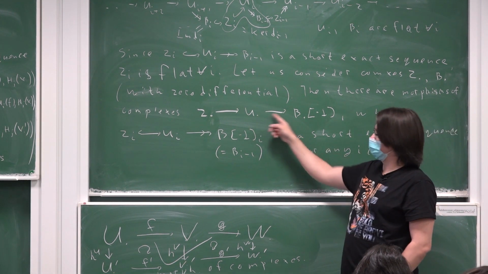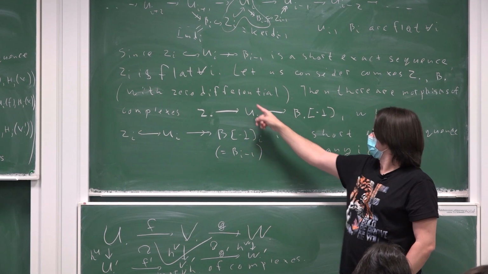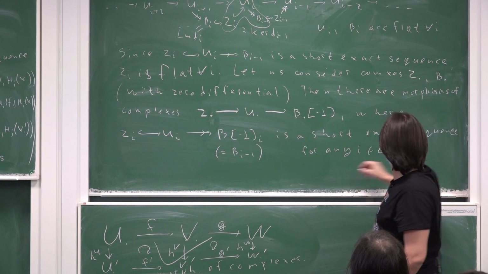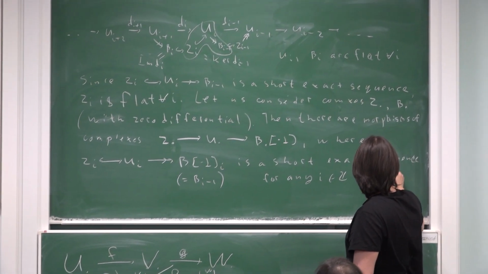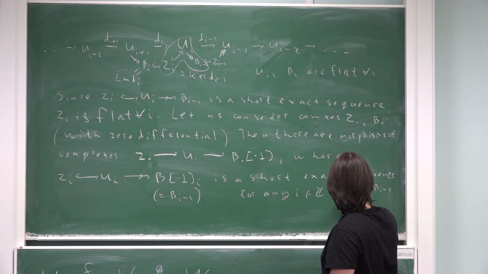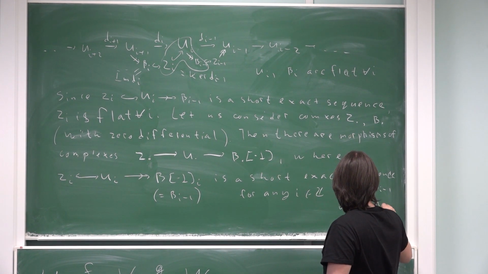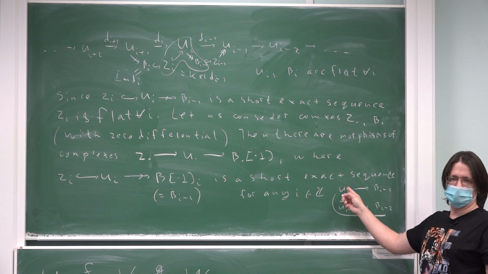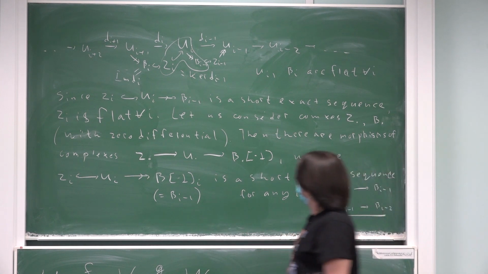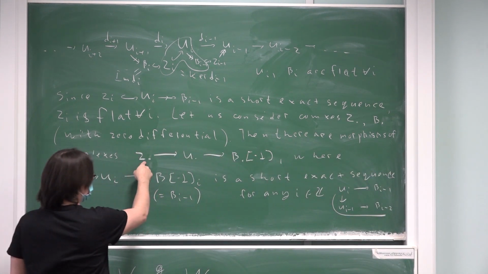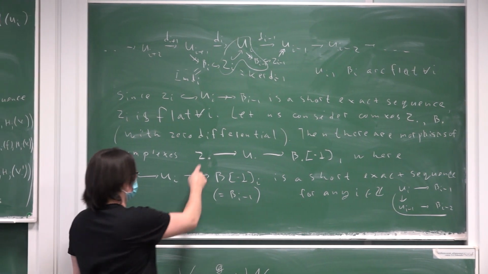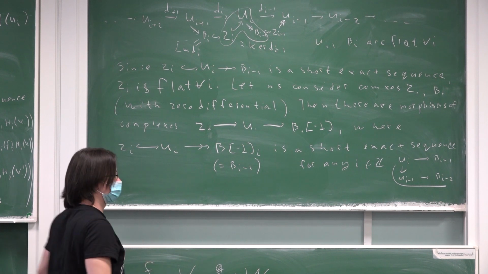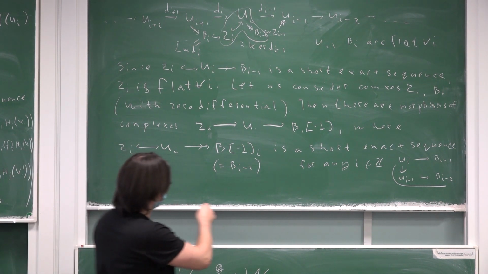Yes, this map is a morphism of complexes because to be a morphism of complexes, this composition has to be zero. U_i to B_{i-1} to B_{i-2}. This composition has to be zero, but it exactly means that U is a chain complex. And here, analogously, the composition is zero because that is, by definition, the kernel of d, of the differential of U.